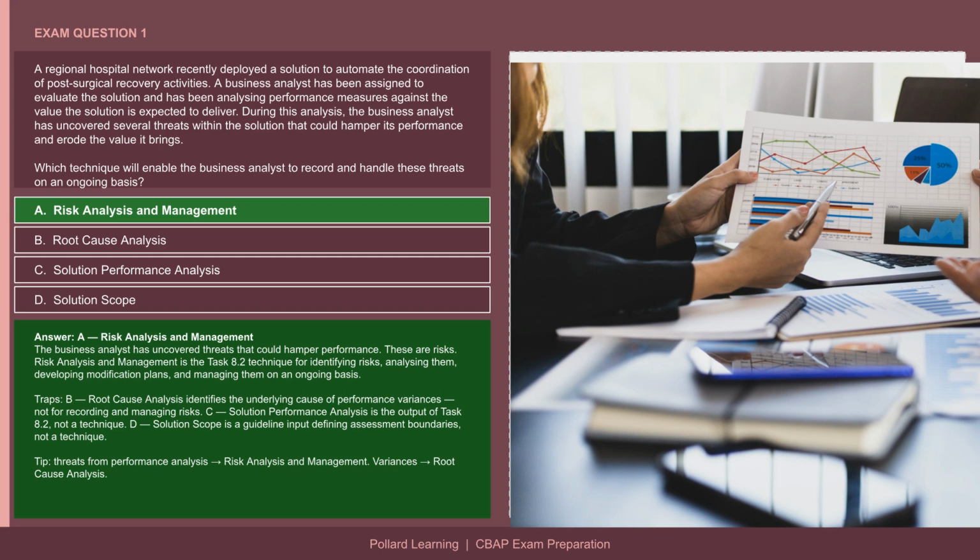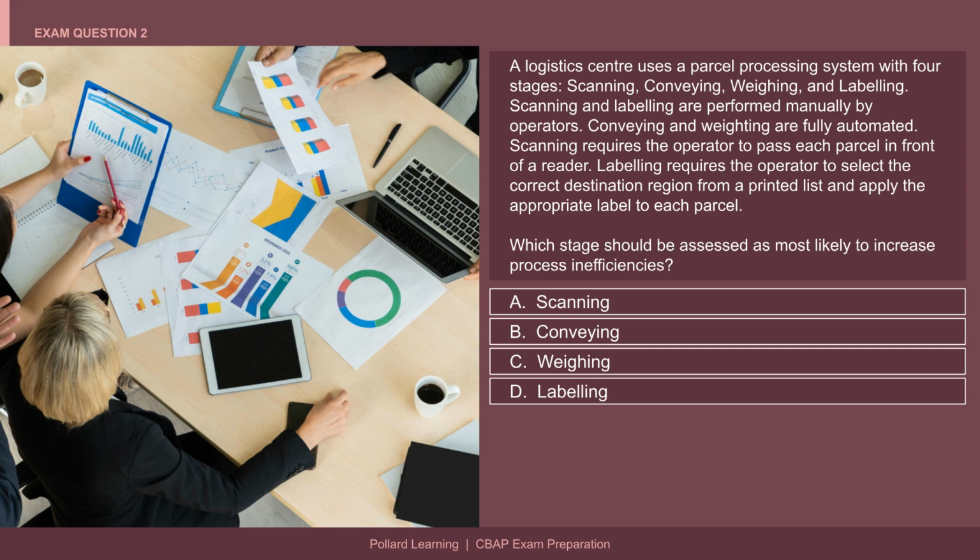Option B, root cause analysis, is for identifying the underlying cause of a performance variance, not for recording and managing ongoing risks. Option C, solution performance analysis, is the output of Task 8.2, not a technique. Option D, solution scope, is a guideline input that defines assessment boundaries. Navigation tip: threats from performance analysis equal risk analysis and management. Variances equal root cause analysis. These are distinct.